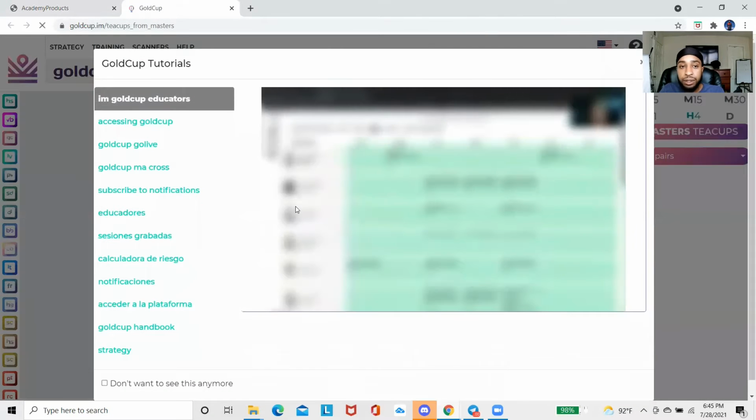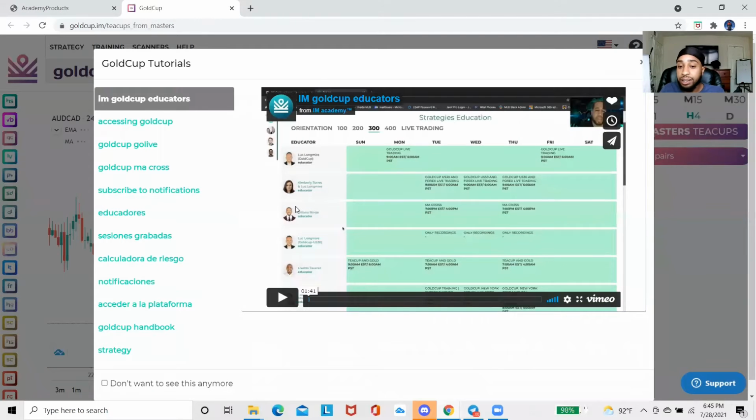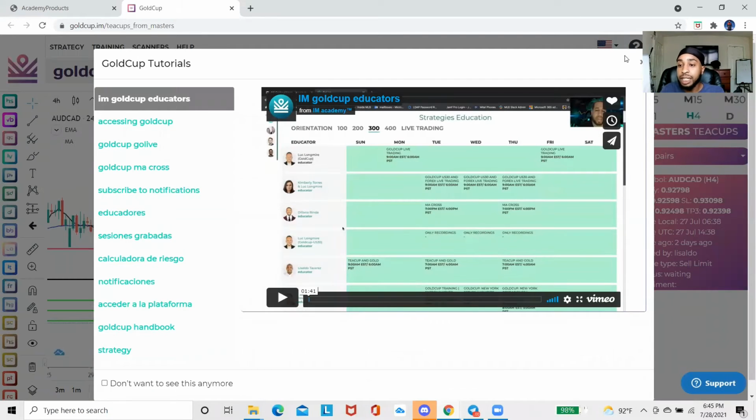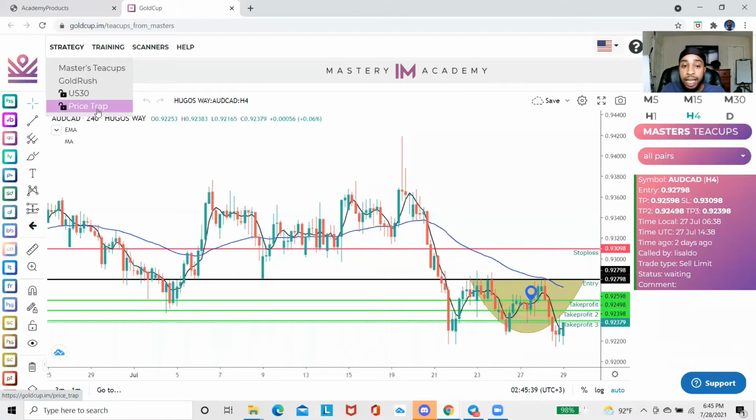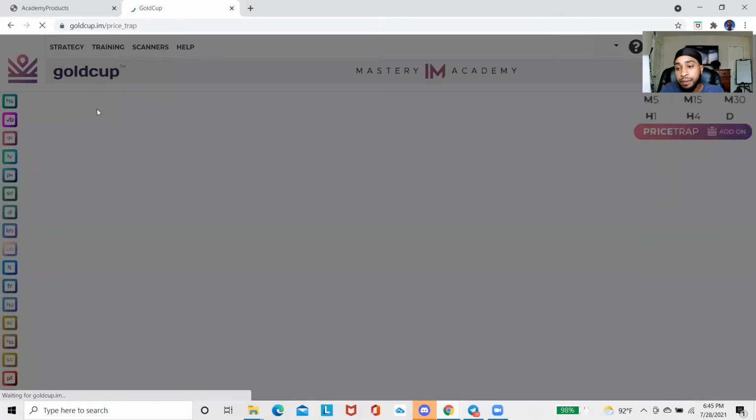So, as usual, please make sure you go through the tutorial so that you know how to navigate the Goldcup platform efficiently and effectively. And what we're going to do is come up here where it says strategy. I'm going to locate Pricetrap. If you still have the padlock closed, that means you did not go to im.academy, shopping cart, and add it for $10. Definitely recommend that you do so. So I'm going to click on Pricetrap, right?